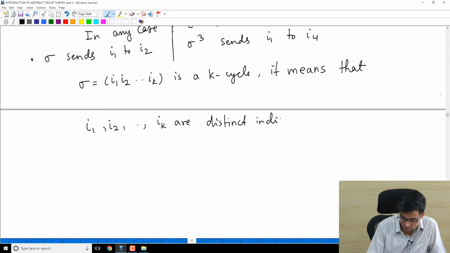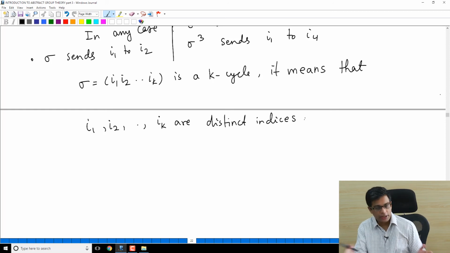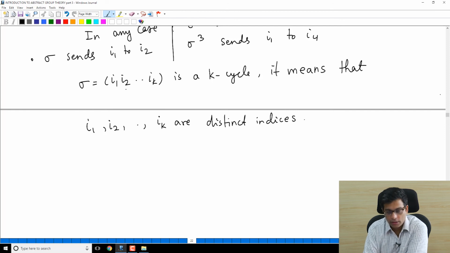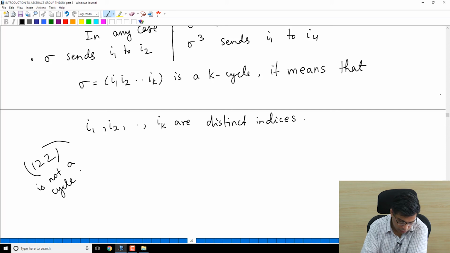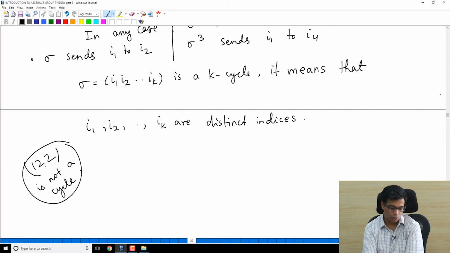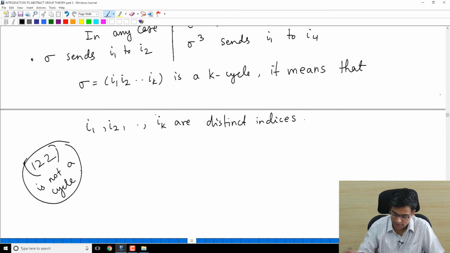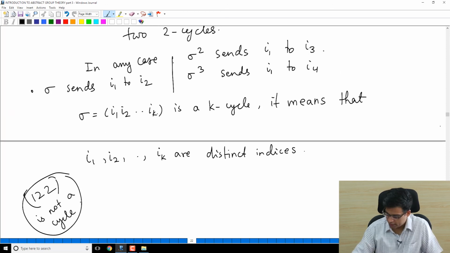Distinct indices, right? Otherwise there will not be K of them, so I won't call it a K cycle. And more than that, in a cycle we are not allowed to repeat elements, right? This is not a cycle, because if 2 goes to 2, but 2 also goes to 1 under this, so in a cycle we cannot have a repetition of an index. So if it's a K cycle, they are all distinct indices.